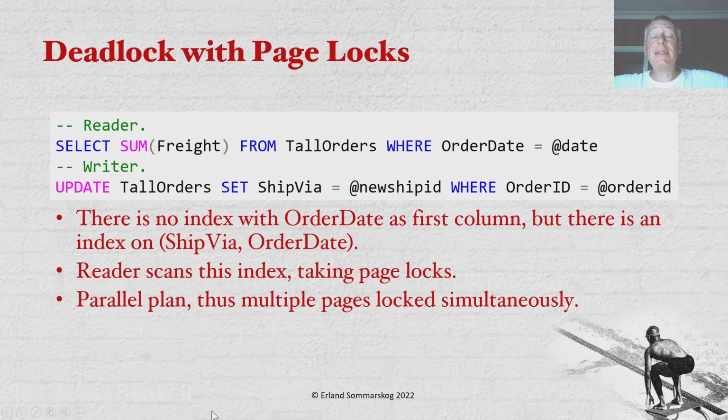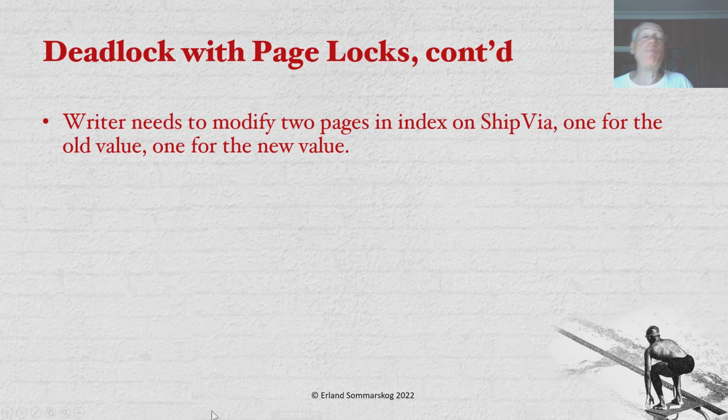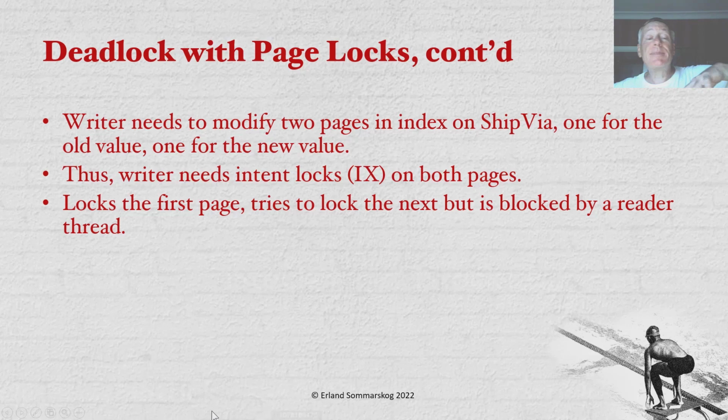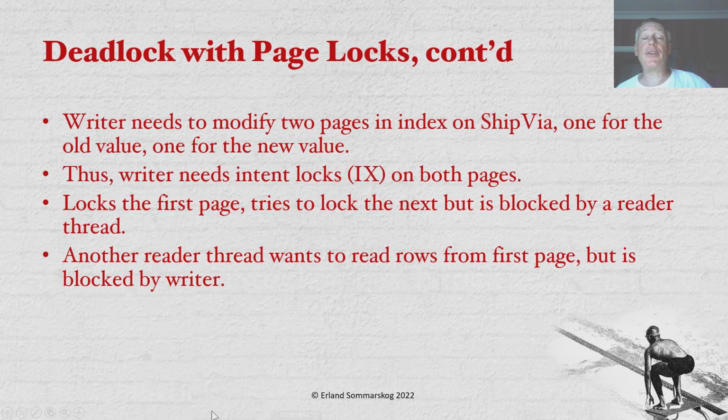Now, looking at the writer, that writer needs to modify two pages in the index on ship via, because it's going to move that row from one page to another page and needs to take intent locks on both these pages. And it's able to lock the first page, but then when it tries to lock the next one, it's blocked by a reader thread. And in the meanwhile, also a reader arrives and tries to read a row from that first page, but is blocked by the writer, and boom, we have a deadlock.